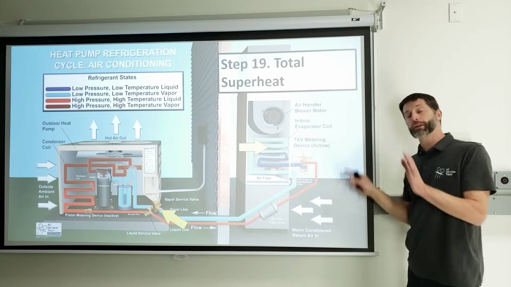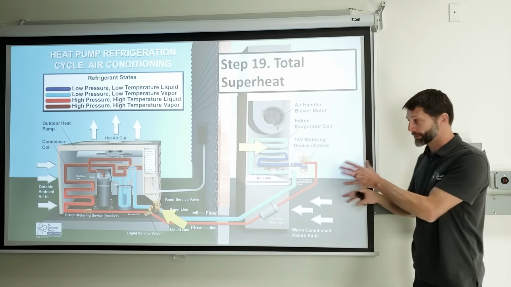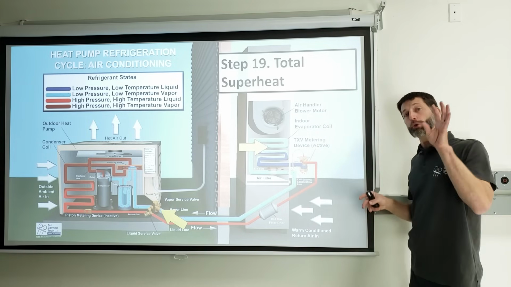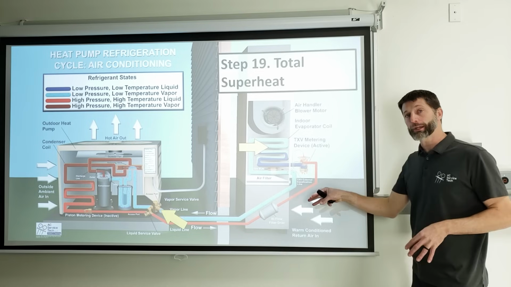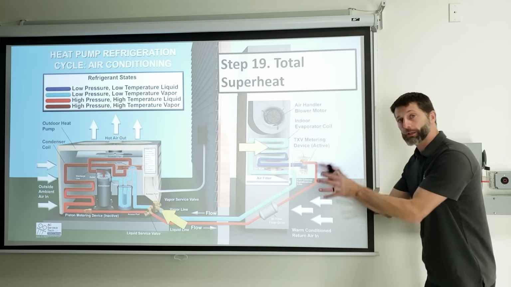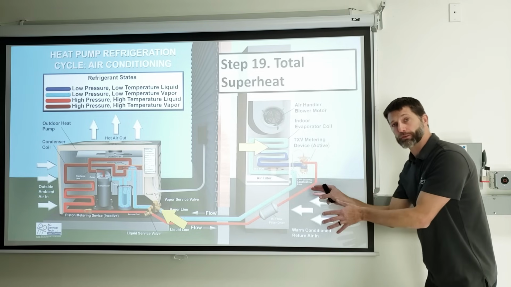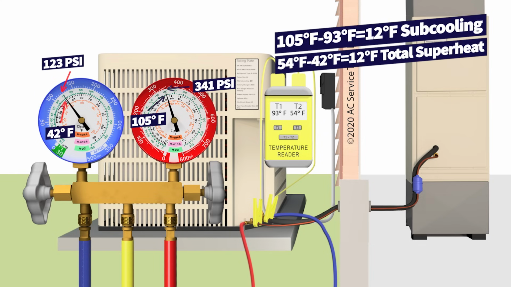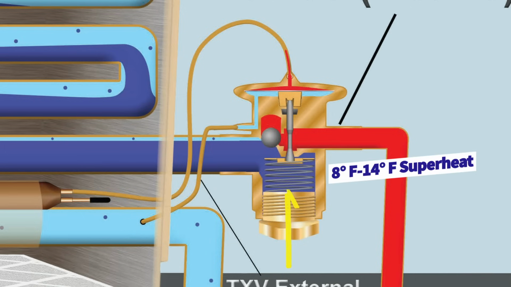The whole point of me saying this, and I know we have other videos that you can check out, is that I want you to check both subcooling and total superheat anytime that you are checking the refrigerant charge or you're adding refrigerant to a system. So it's not good enough to just make sure your subcooling is correct. You want to make sure that your TXV is doing its job properly, and a residential, commercial, or any type of air conditioning TXV is going to have probably around 8 to 14 degrees of superheat already factory preset with the spring pressure on the bottom of the TXV.